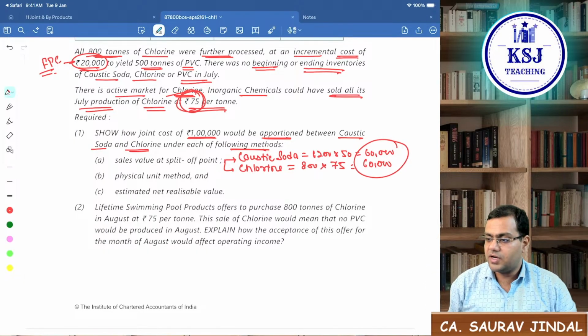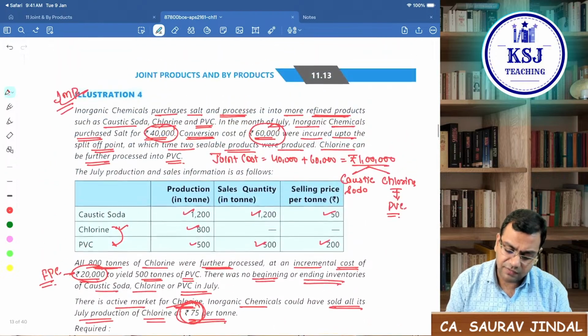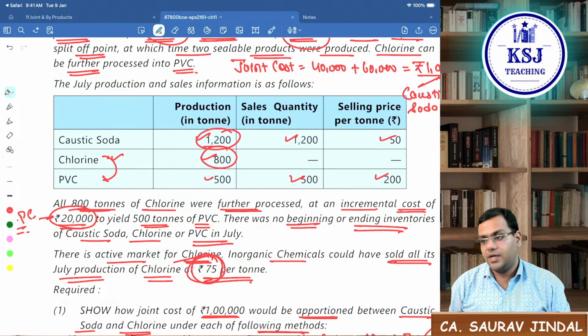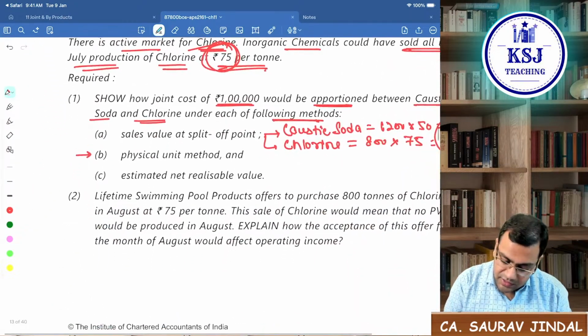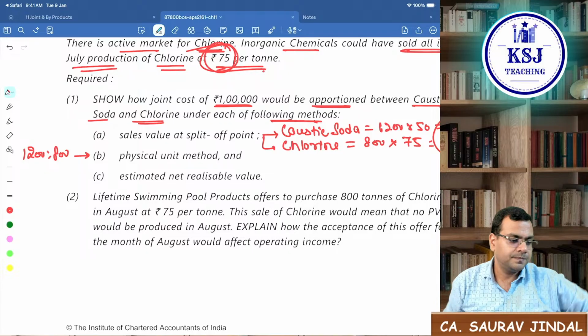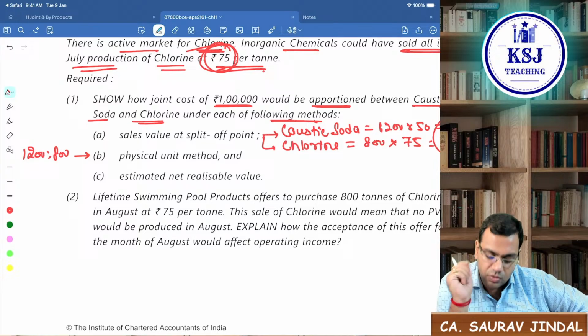Next they are asking for is the physical units method. Between caustic soda and chlorine, how will you distribute in the ratio of physical units? Very simple, sir. Physical units of caustic soda and chlorine, so it will be in the ratio of 1200 is to 800. When you are talking about physical unit method, the ratio will be 1200 is to 800, 12:8, that is 3:2. That is the ratio in which you will distribute the joint cost of 1 lakh rupees.